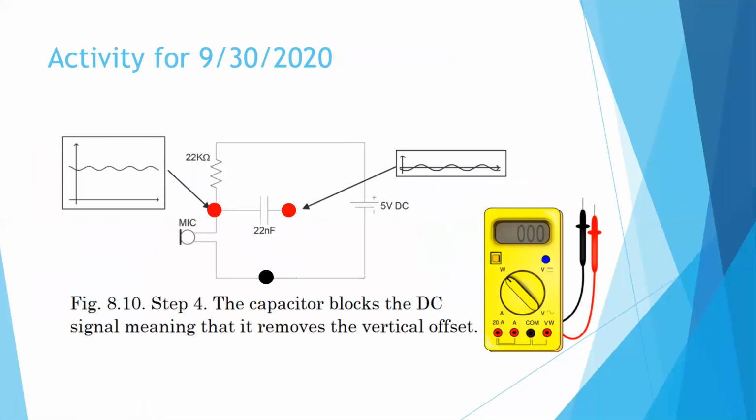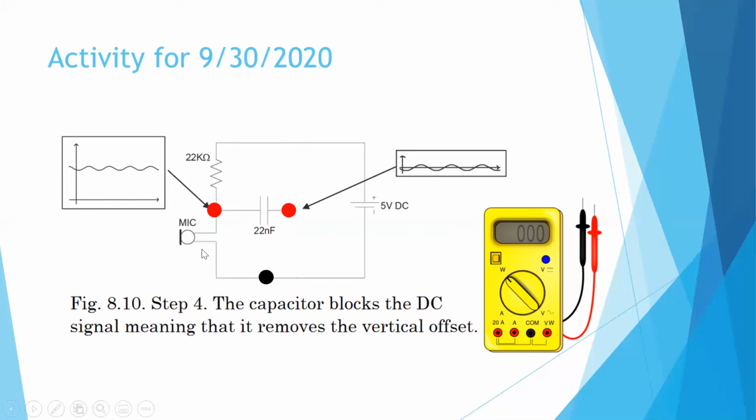Okay, so for the activity on 30th, we'll have basically two parts. The first part is you'll build this circuit, which is shown in figure 8.10. Please have a look at it, and there will be a worksheet provided where you'll mark all the nodes where you want to connect the parts on the breadboard. What this circuit is doing is showing you the effect of the capacitor.